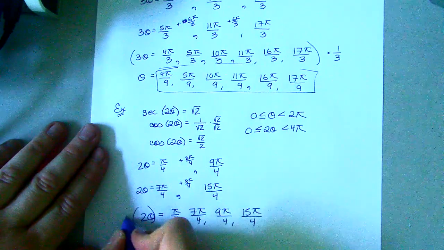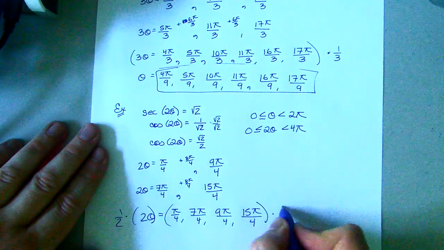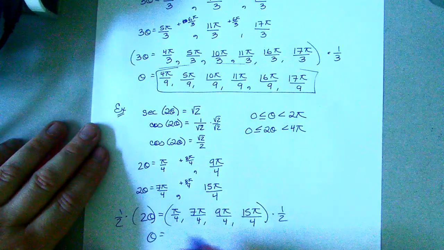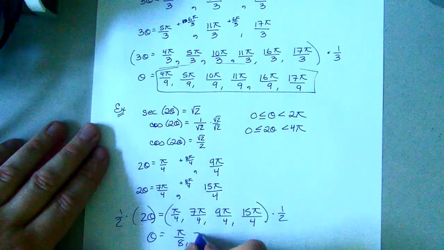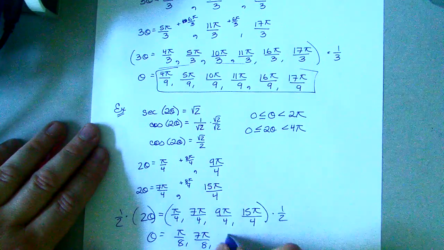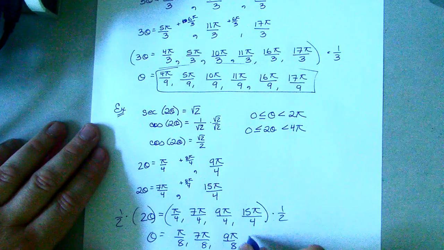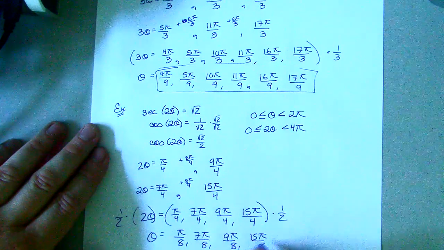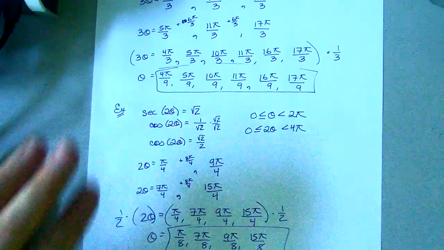Get rid of the 2 by multiplying both sides by 1/2. And what could theta equal? Pi over 8, 7 pi over 8, 9 pi over 8, 15 pi over 8. Those are my 4 solutions to this equation.